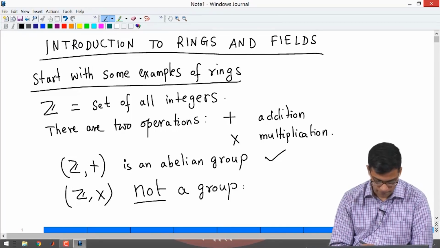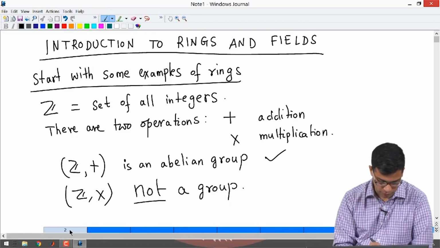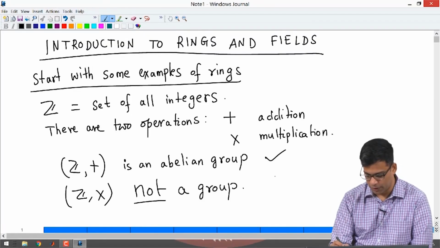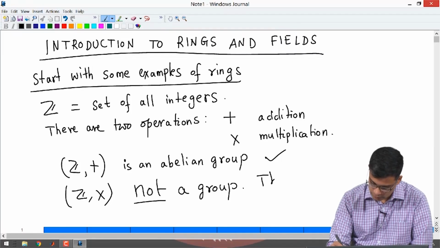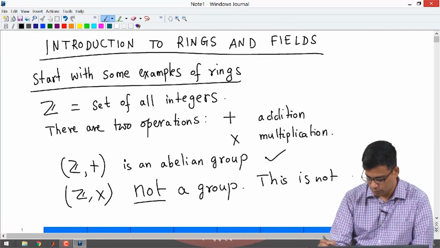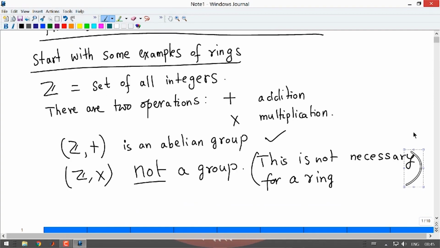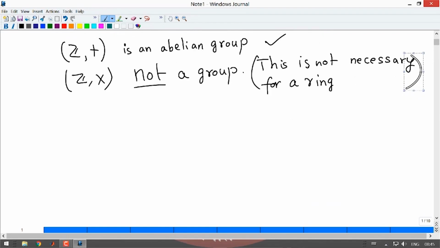Okay. So it is not a group, but for a ring we do not care whether multiplication is a group or not. So this is not necessary for a ring. So this is the first important point. We do not need the set to be a group under multiplication. So it is not a group under multiplication.